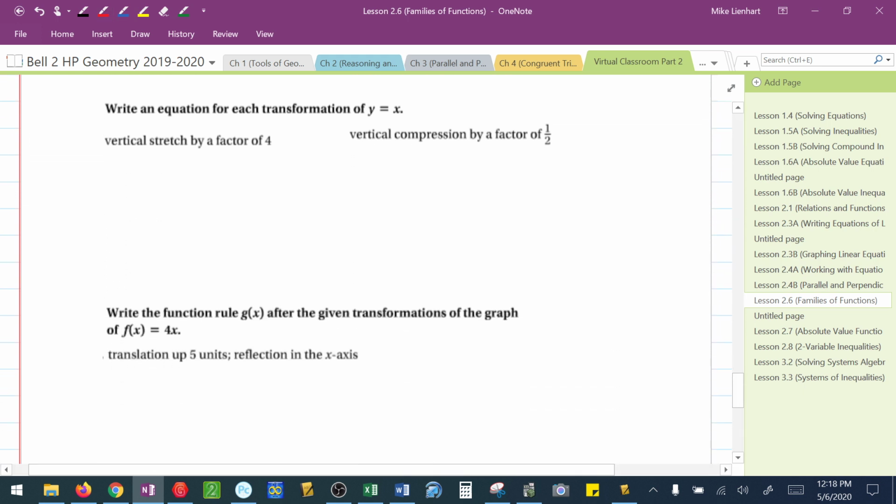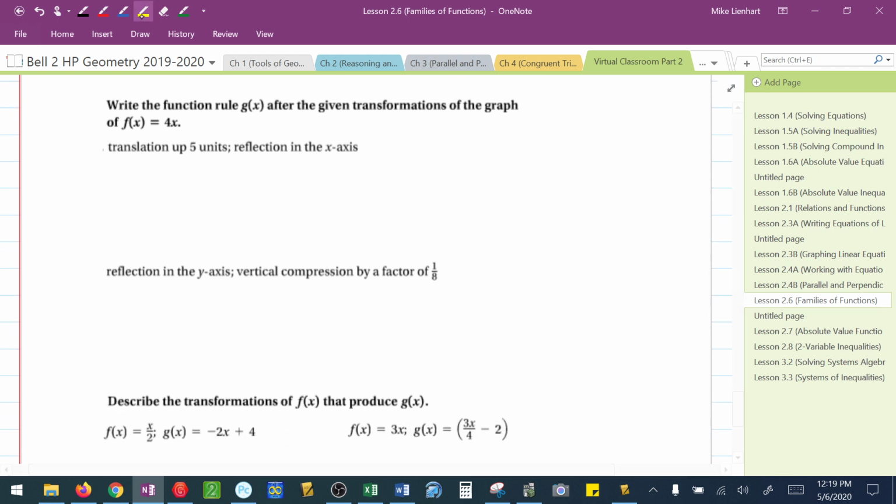All right, so let's take a look at this. What if they give us this parent y equals x, and they say, what's it going to look like if we do a vertical stretch of 4? Very simply, that means put a 4 in front. So we're talking about stretches and compressions now. That's our A value. What if they want me to do a vertical compression by a factor of 1/2? Well, that's simply going to be y equals 1/2 x. Done.